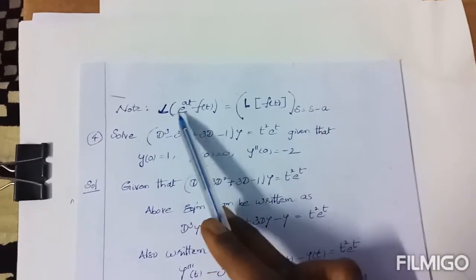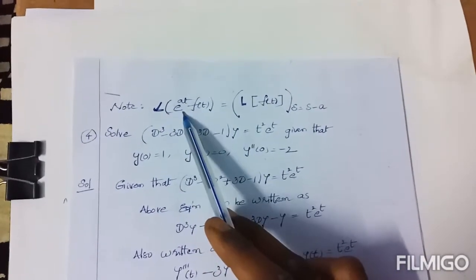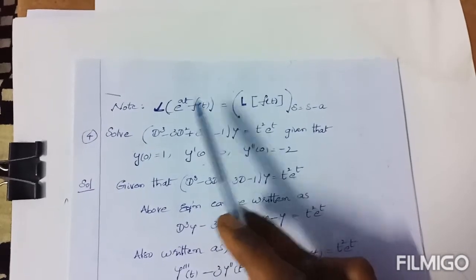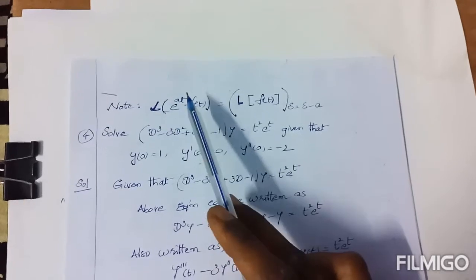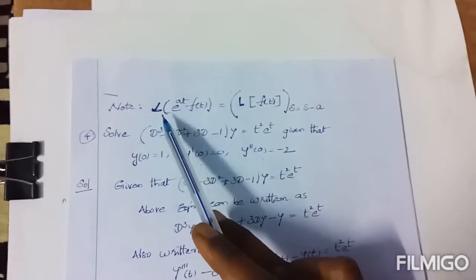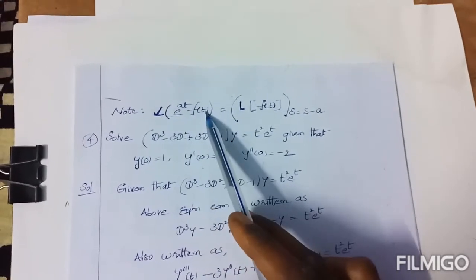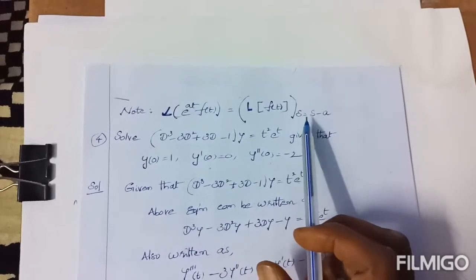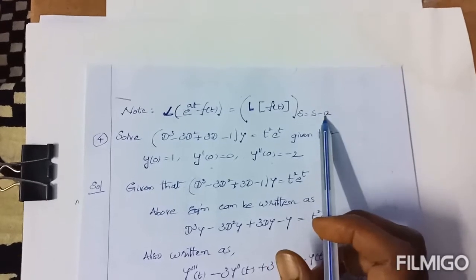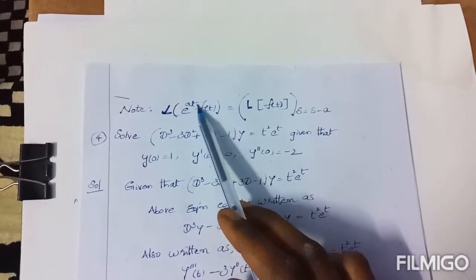Once again, L of e power a t f of t, this is a u into v formula. Both are defined in terms of t, but out of the two, one should be exponential. In this case L is operated on only f of t. Instead of the exponential, the corresponding solution is s equal to s minus a, where a is the coefficient of t only.